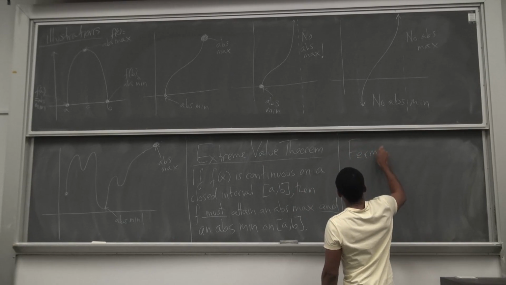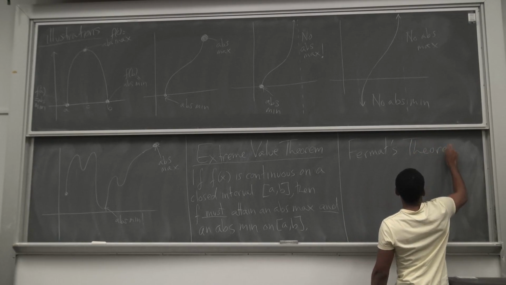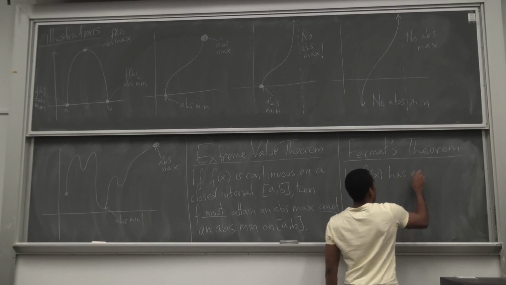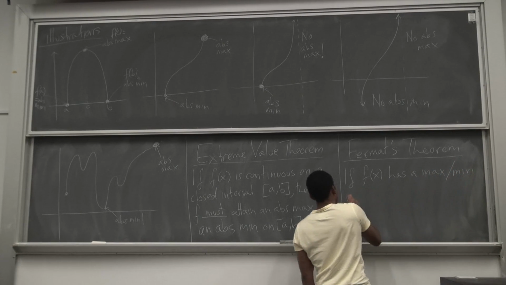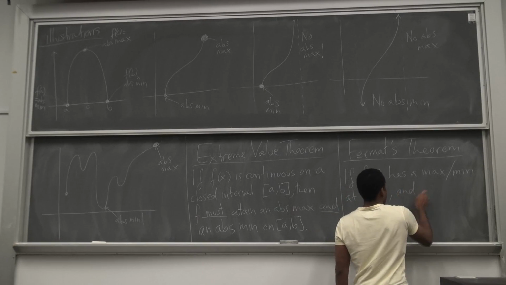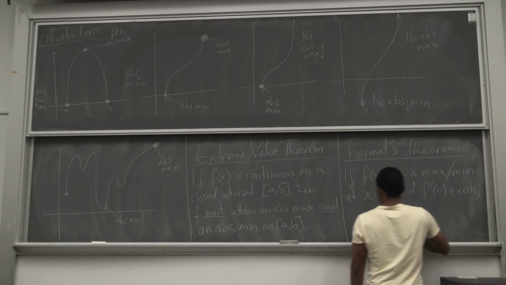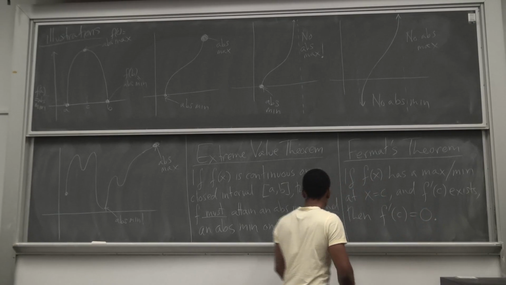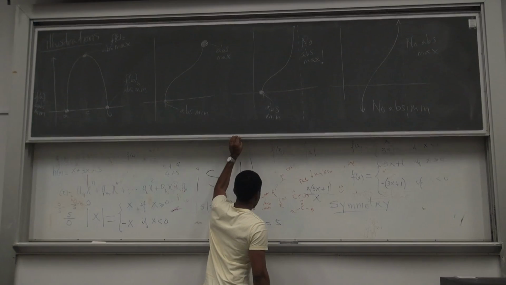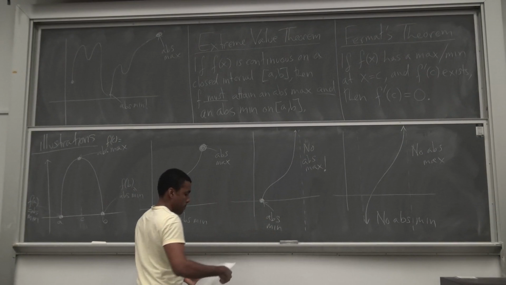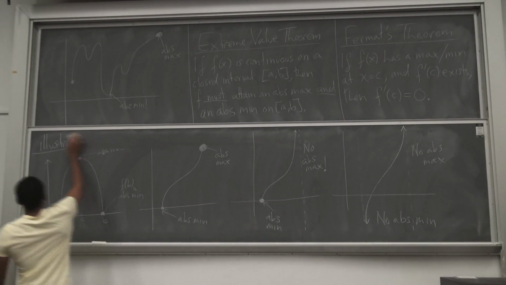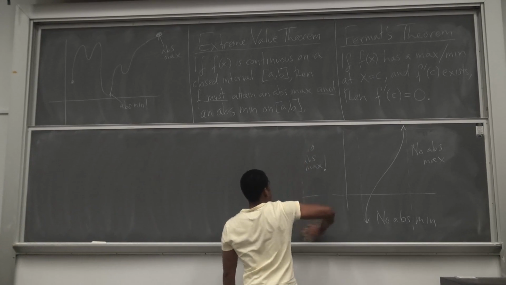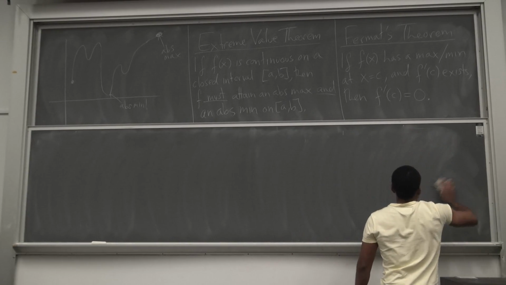There's also something called Fermat's theorem. And it says the following. If f of x has a max or min at x equals c, and f prime of c exists, then it turns out that the derivative at a max or min, if it exists, will always be 0. You don't really need to know how to prove those two theorems, but they're going to be important for the methods that I'm going to set up. So basically, if you're continuous on a closed interval, you have to have an absolute max and min. And Fermat's theorem is going to help us find it.